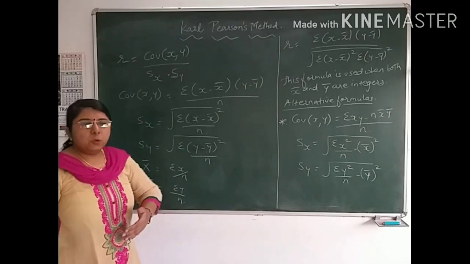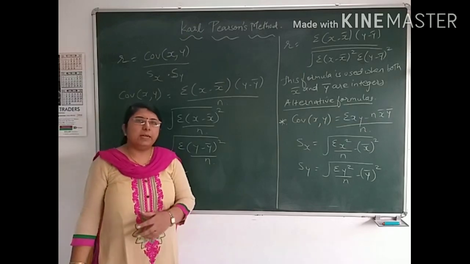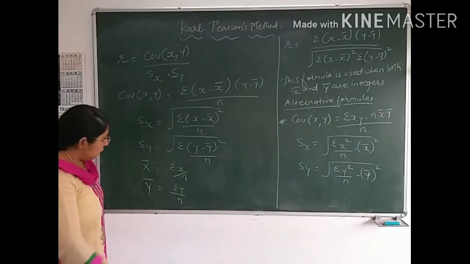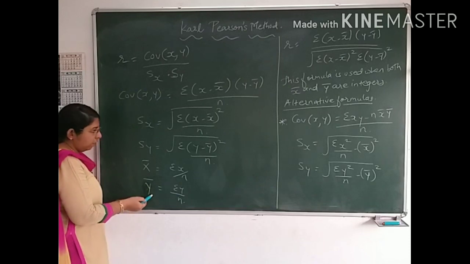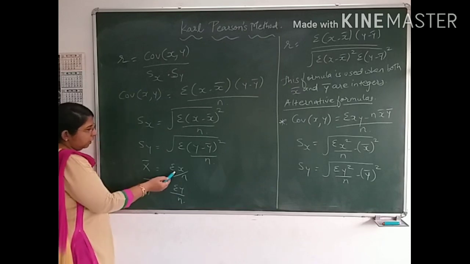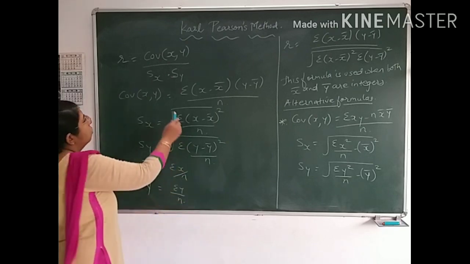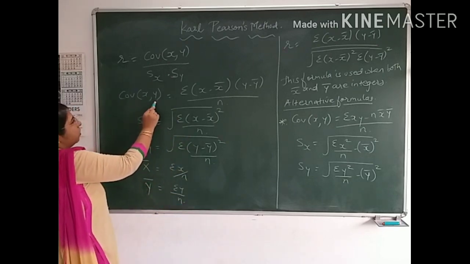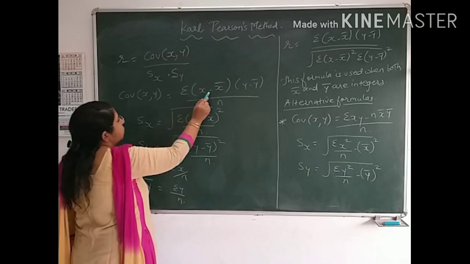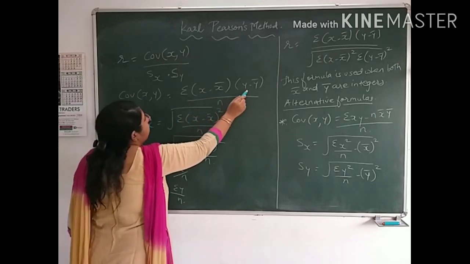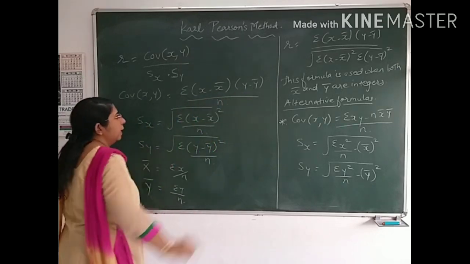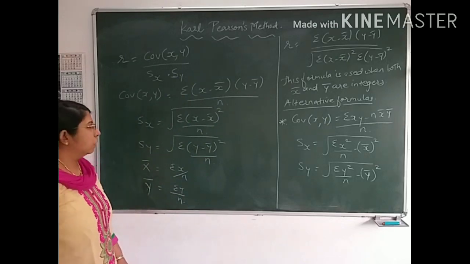The x values were given to us and we do the total of it and divide by the number of observations. In a similar way we used to find y bar. So x bar and y bar are sigma x upon n and sigma y upon n. So the formula for covariance of xy is equal to sigma x minus x bar into y minus y bar upon n. N means number of observations.